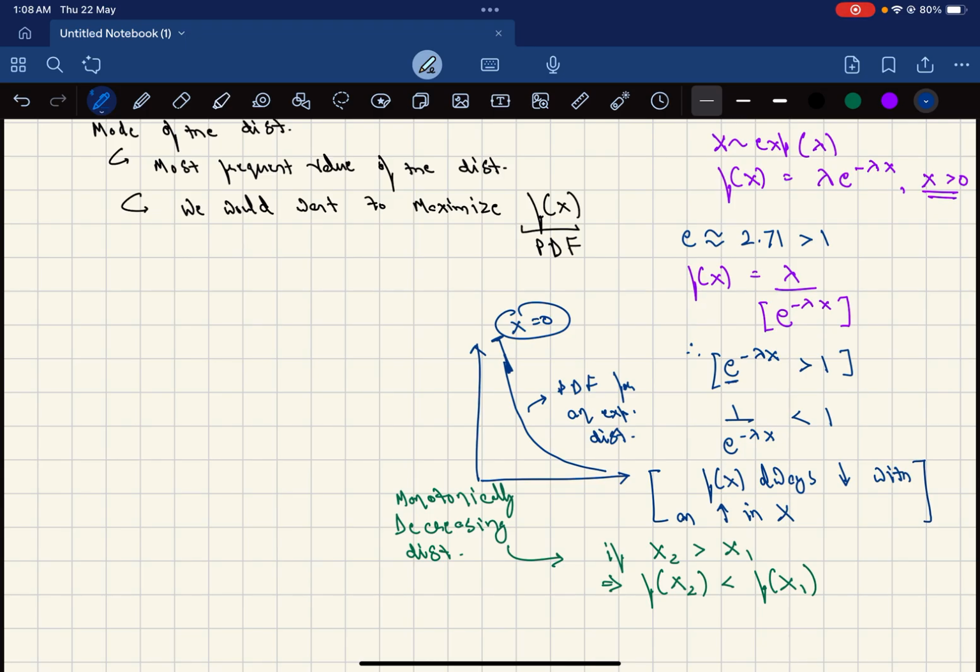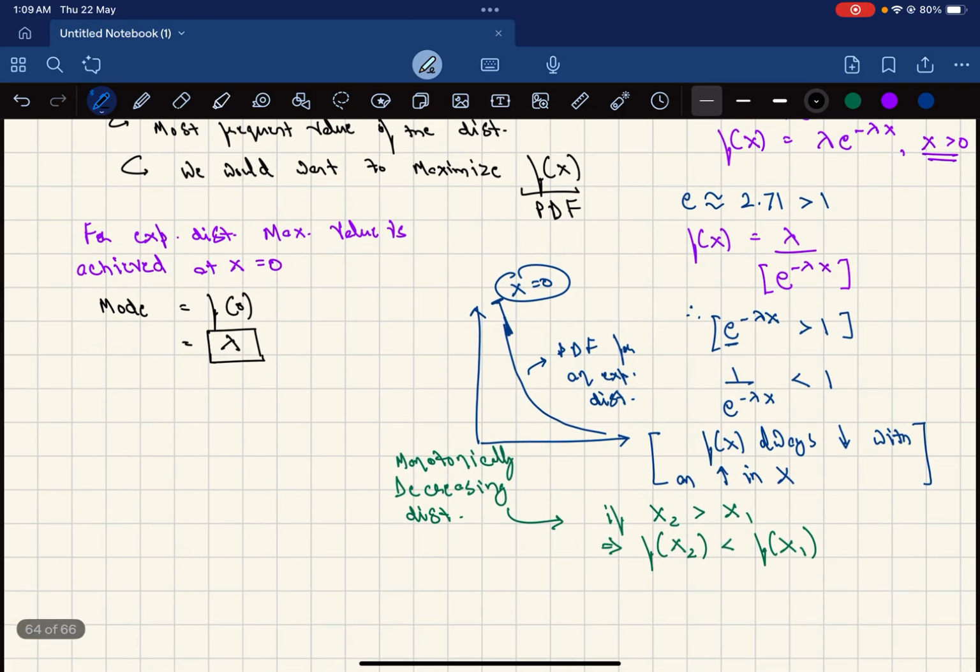So for exponential distribution, the maximum value is achieved at x equal to 0, because for every value of x greater than 0, the value of PDF would be less than f(0). Therefore, the mode value is given as f(0), which is lambda. This is the required mode of the distribution.